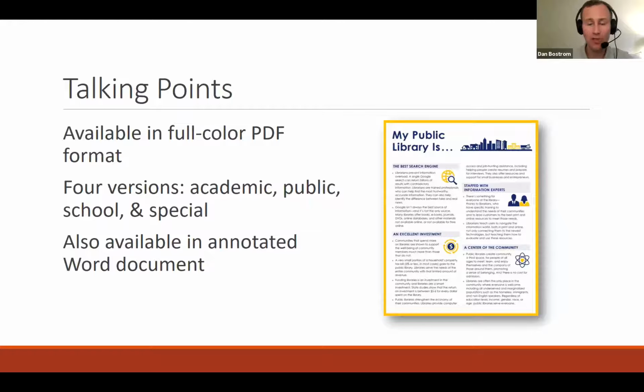Okay, so the talking points, this is something that we created, I think about 2 years ago, and they're wonderful. They are full color documents that you can download and print for your own library. They explain why libraries are important in the age of Google. There are 4 different versions: academic, public, school, and special. They're full color. They're two-sided, so you can use them as leave behinds at programs. You can put them in the mail. You can give them to board members and packets, things like that.